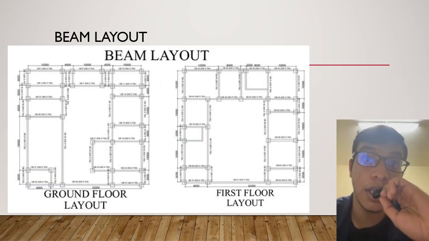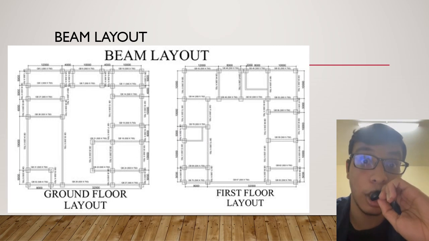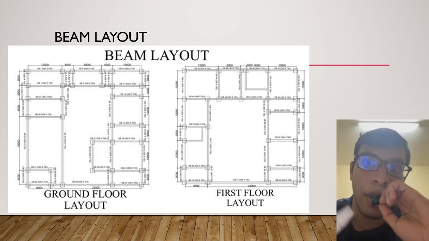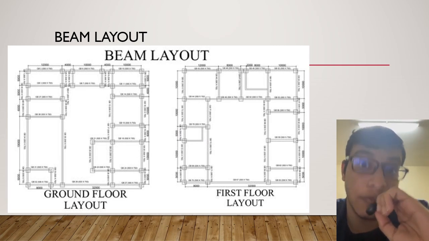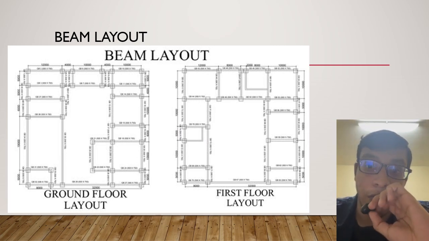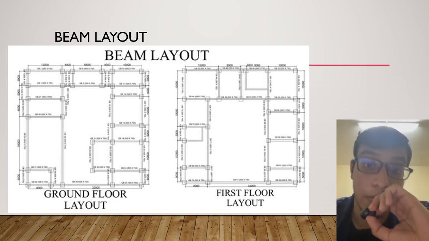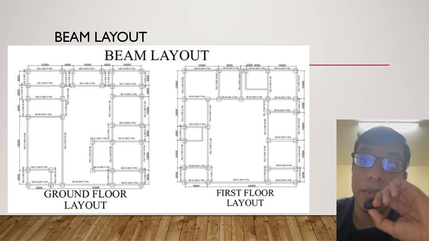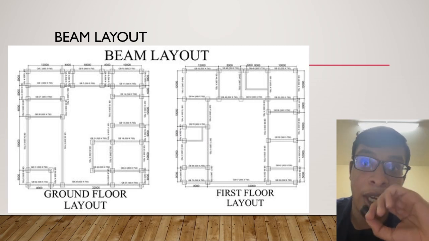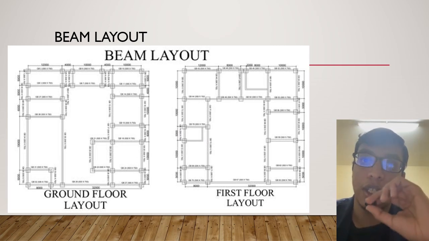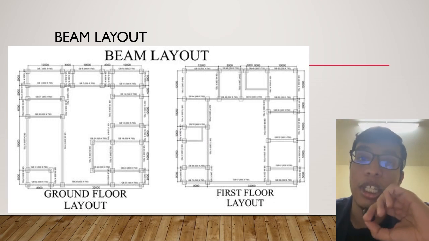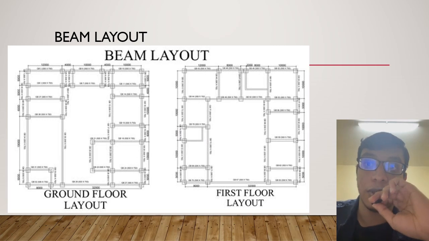Okay, the next layout that we're going to see is the beam layout. For this beam layout, for the column we use 600 times 600, and for the ground beam we use 500 times 750. For the ground floor and the first floor we have 75 ground beams. The size is the same for all the beams, and the column size is also the same. The difference is the quantity of the beams, and that's all for the beam layout for now.